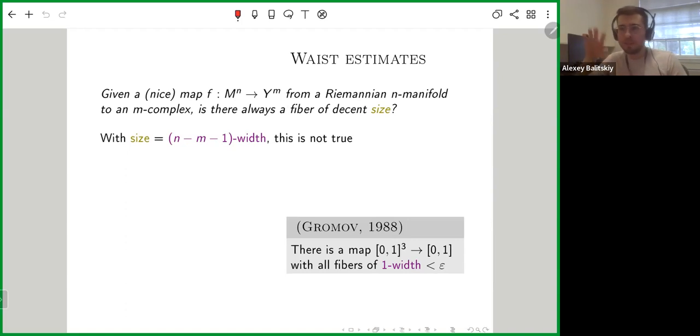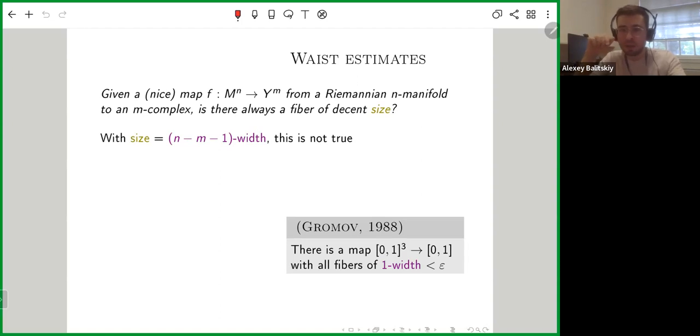So anyways, the general prototype question is like the general intuition behind the word waste. This is how I use the word waste. Whenever you have a mapping, continuous maybe, or piecewise smooth, that drops dimensions from a Riemannian manifold to a lower dimensional complex, can you always guarantee the existence of a fiber which will be large in some sense, one sense or another?